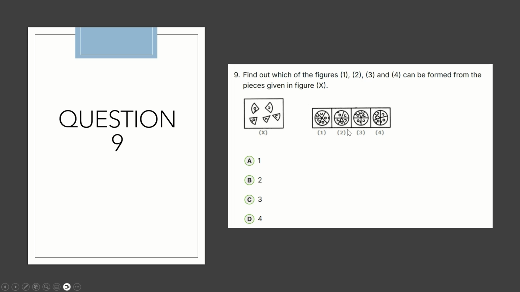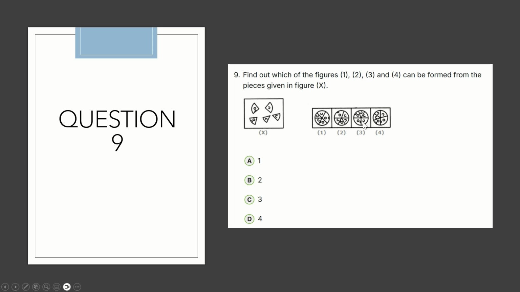Okay, and then looking at figure 2, the same thing applies. We do have a piece with a C facing inwards, but its size relative to the other pieces is not similar to what we have here. Then looking at option 3, we have this piece here.